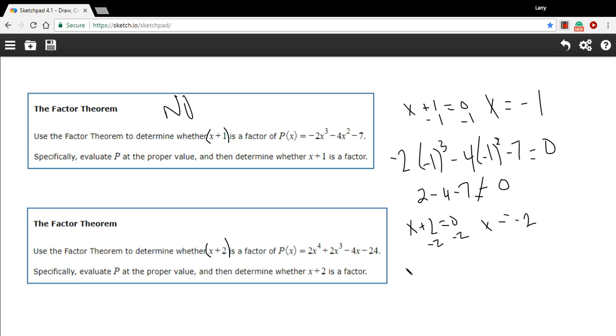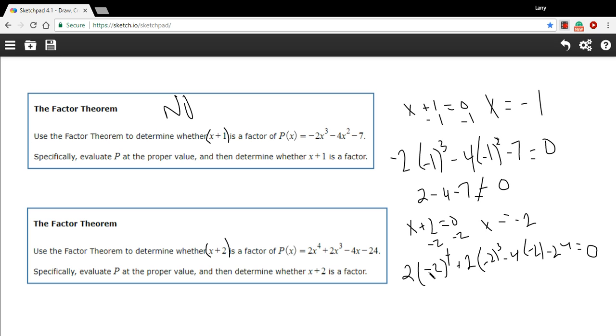All right, so we're going to have 2 times -2 to the fourth power plus 2 times -2 to the third power minus 4 times -2 minus 24. And that should equal 0 if this is a factor.